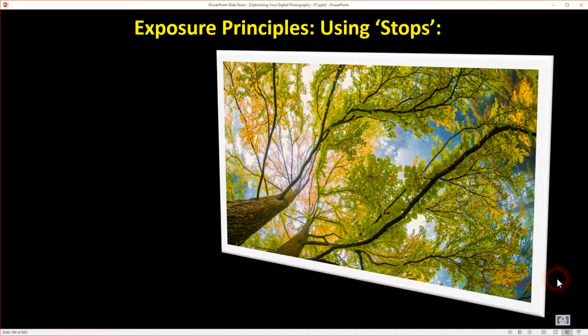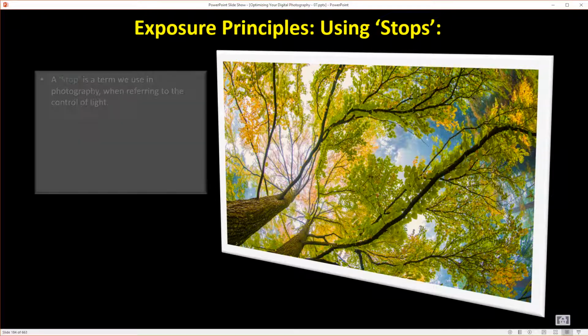We've already talked about stops when we talked about shutter speed, aperture and ISO, but I'd like to just concentrate on the concept of stops because they behave in an exponential way, which is quite important for the way we understand the way it all works. So stop is a term we use in photography when referring to the control of light. ISO, shutter speed and aperture all relate to stops that control the exposure of the image. A one-stop change either doubles or halves the amount of light hitting the sensor.